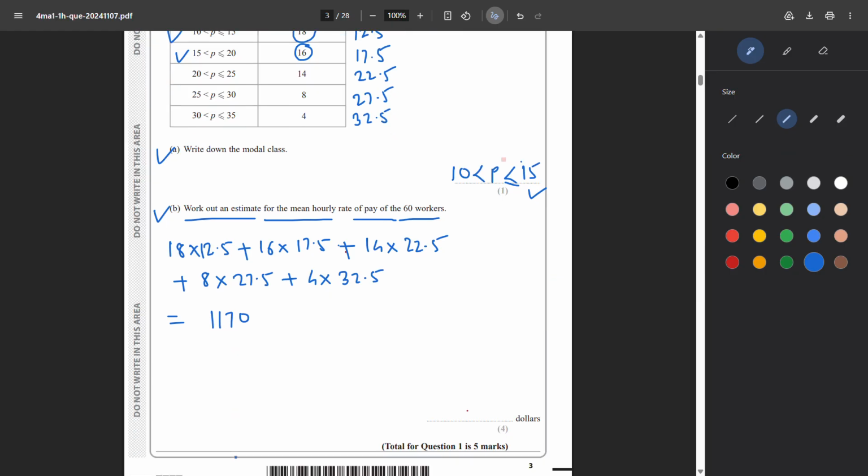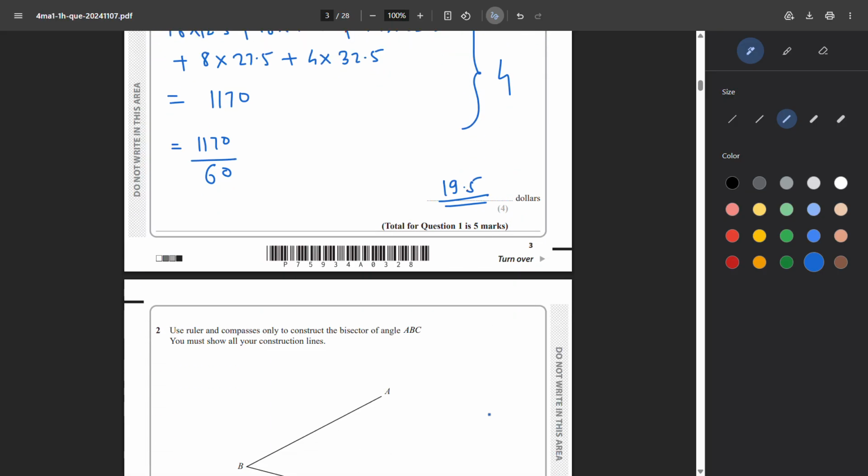What we have to find is the mean hourly rate of 60 workers. For that, you just have to divide 1170 by 60. When you divide 1170 by 60, you will get 19.5 as the answer. So the mean hourly rate of the 60 workers will be $19.5. You have to show all the steps. When you show all the steps, you will get 4 marks. Remember, this question is for 4 marks.